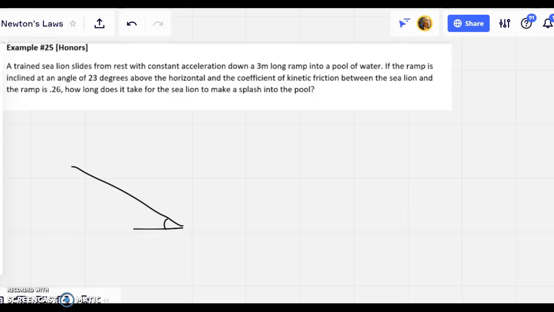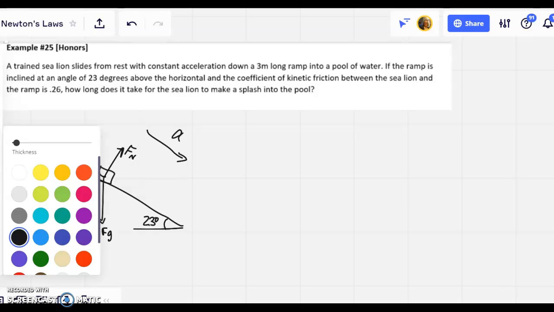Here's my ramp, and my angle is 23 degrees. Okay, here's my sea lion. Everything is a box or a dot, circle, something like that. And we know that the force of gravity is going to act downward, and the normal force is perpendicular to the surface of contact. So here's our force of gravity. And friction will be acting up the incline because our sea lion is going to slide down the incline. So our acceleration is going down the incline. Hence, friction is the opposite direction.